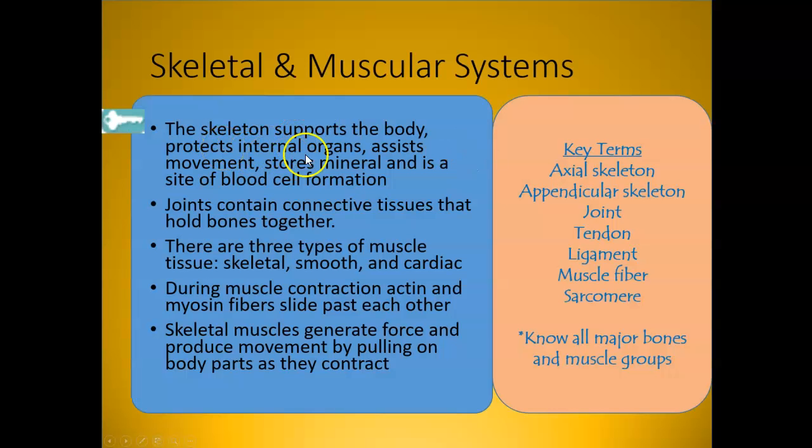All right, so again, focusing on the skeletal and muscular system. We've got 5 objectives. You can see them. The skeleton supports the body, protects internal organs, assists movement, stores minerals, and is the site of blood cell formation. The joints contain connective tissue that holds bones together. There are 3 types of muscle tissue: skeletal, smooth, and cardiac, and during muscle contraction, actin and myosin fibers slide past each other to provide movement. And then skeletal muscle also generates force and produces movement by pulling on body parts as they contract. You can see some of the key terms over here: axial skeleton, appendicular skeleton, joints, tendons, ligaments, muscle fibers, and things called sarcomeres. And then in addition, I do want you to know major bones and muscle groups, and we'll go over those today.